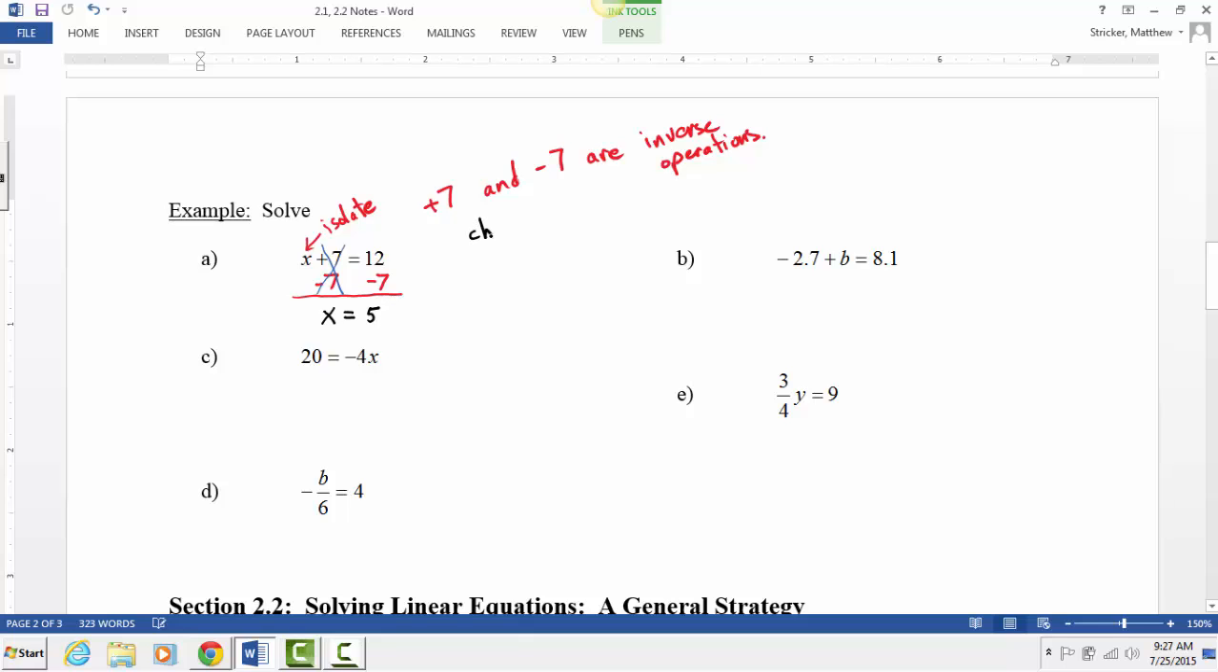Now let's go ahead and check. Remember, with an equation you can always check your solution. So we take our equation x plus 7 equals 12, and now we can go ahead and plug that in for x. When you plug it in, you get 5 plus 7 equals 12, and 5 plus 7 is 12, so that's good. My equation is x equals 5.